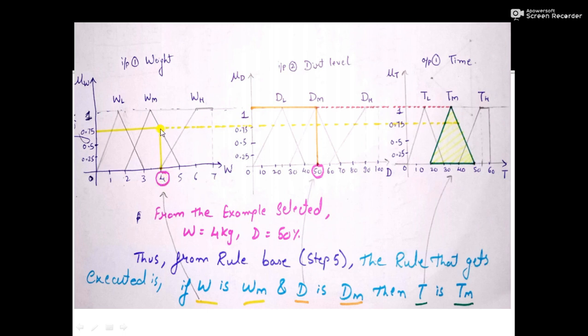So 4 kgs, it will cut here and then it is projected on the output domain. Next, 50%, then again it is projected on this triangle, and wherever it is cutting from here, it is projected on the output domain.